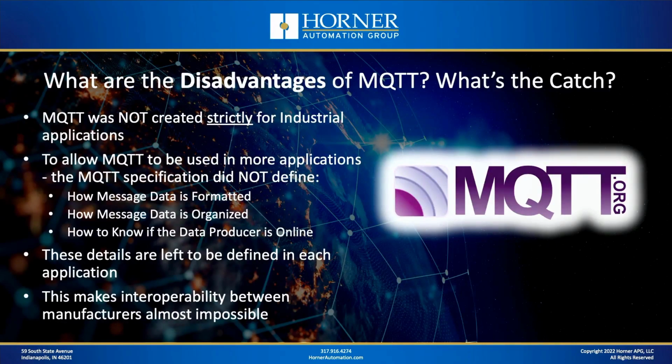But there is no free lunch, of course. What are the disadvantages of MQTT? What's the catch? Because there's got to be some, and surely enough there are. First of all, MQTT was not created strictly for industrial applications. The specification as originally created was kept intentionally fairly vague and fairly bare bones, with the idea being that this communications architecture could be used in a whole variety of different applications. So they didn't want to put a lot of overhead or a lot of requirements on the protocol that some applications wouldn't handle very well.